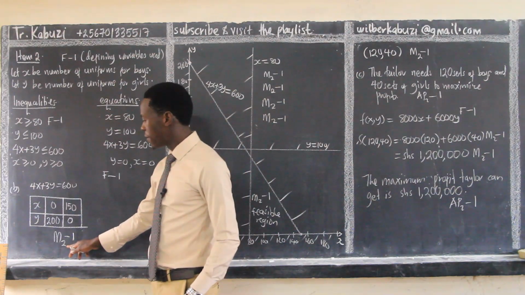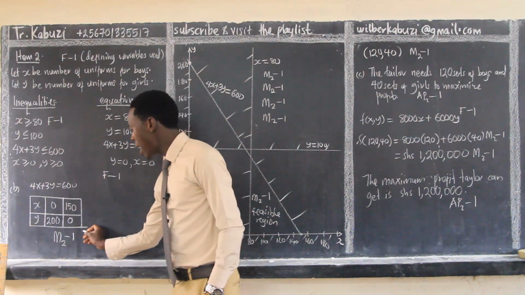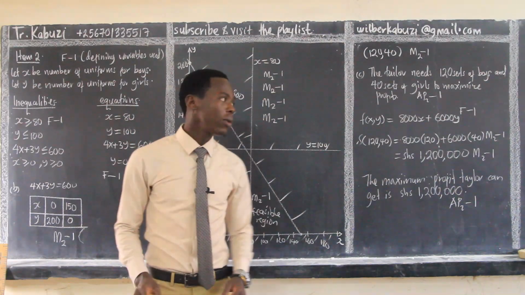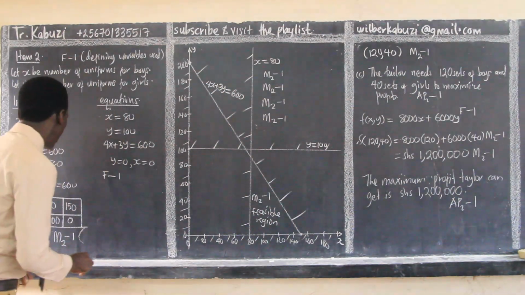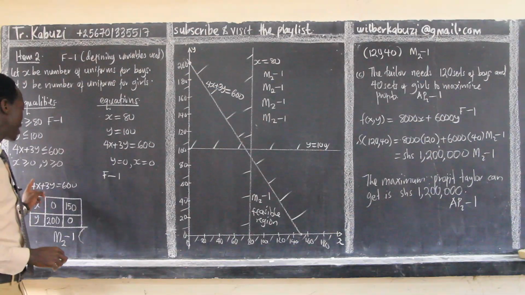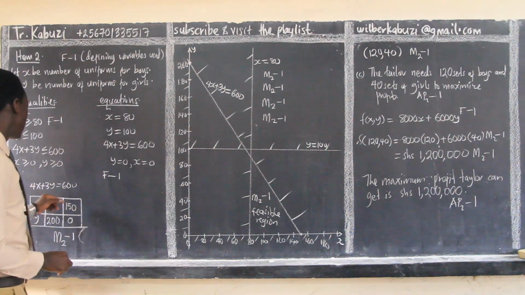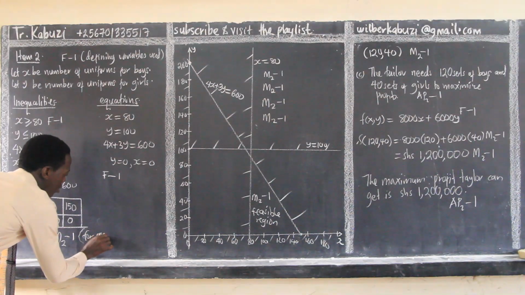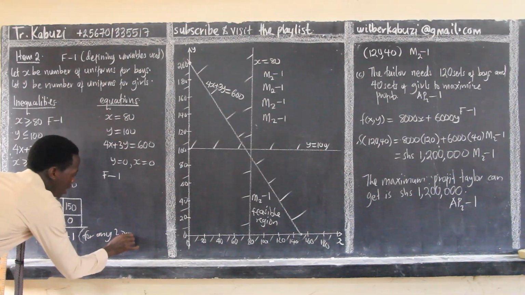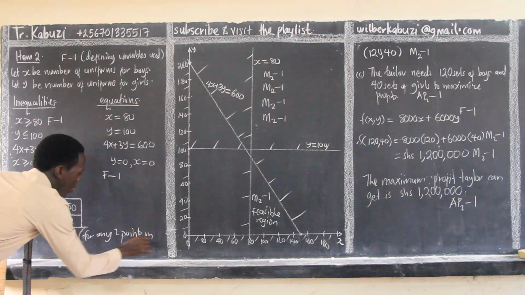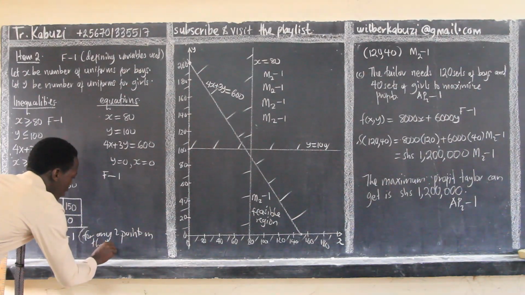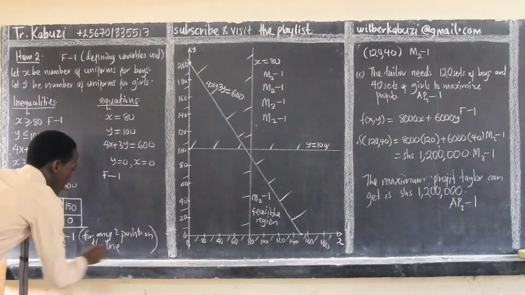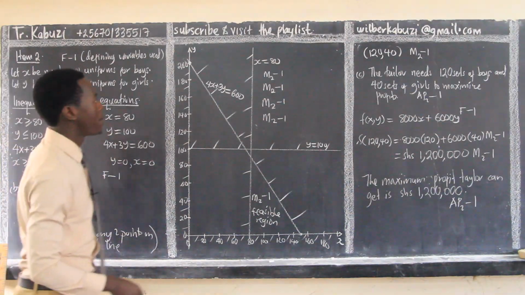Then this was for manipulation, but how do we give it? This one, because we are supposed to get 2 points on this line before plotting it. So for any 2 points on the line, that's how we are giving that manipulation 2.